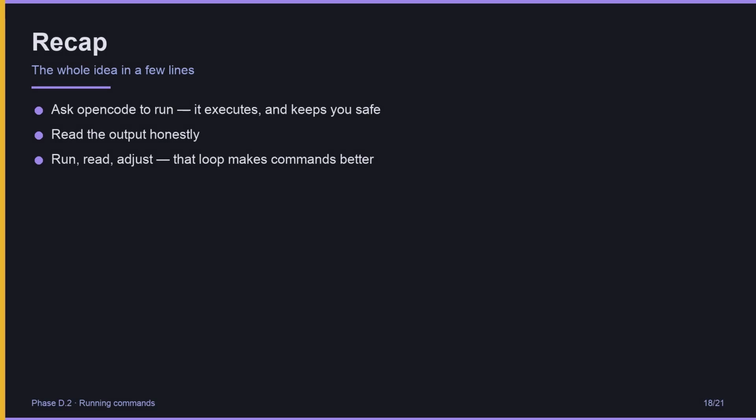Let me recap the whole lesson. You can ask OpenCode to run something, your own commands or ordinary shell commands, and it will actually execute them. It keeps you safe by asking before anything dangerous. And the real value is in the loop. Run the command, read the output honestly, and adjust based on what you learned. That loop is how every command you build gets better over time.